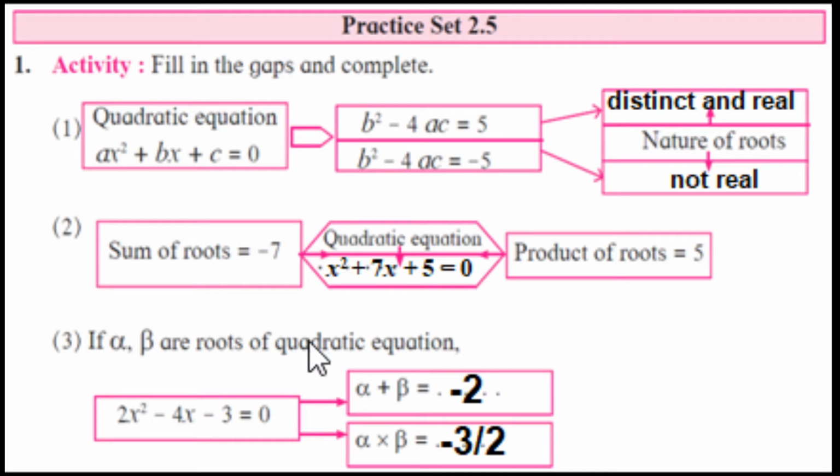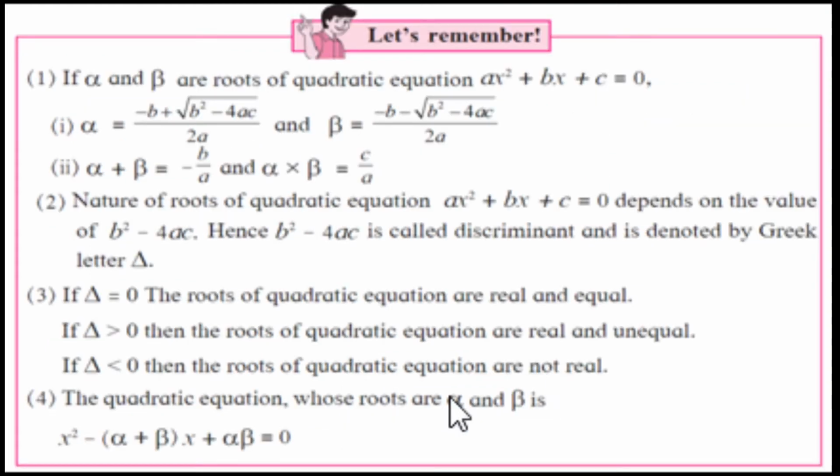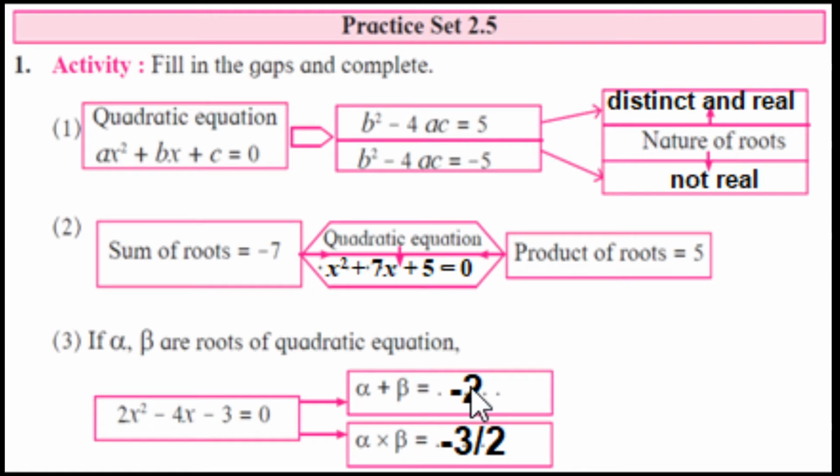Then question number 3. If alpha and beta are the roots of the quadratic equation 2x square minus 4x minus 3 is equal to 0, then alpha plus beta is equal to minus b upon a, that is minus b upon a, which is, it should be plus 2, positive 2, there is a typing mistake. Minus of minus 4 upon 2 is equal to 2. Then alpha into beta is equal to c upon a, that is minus 3 upon 2.